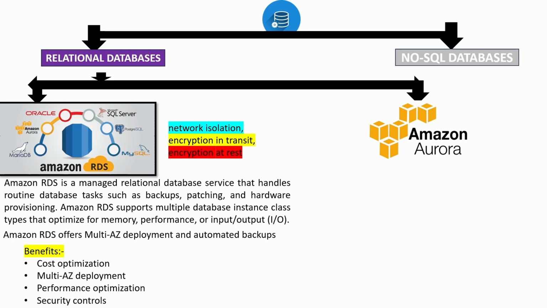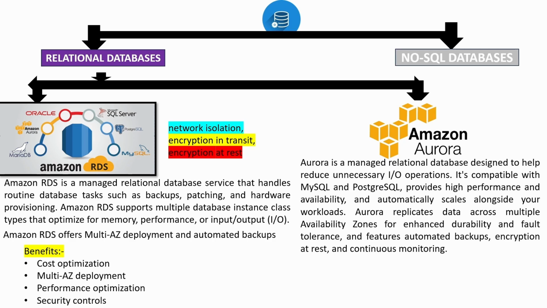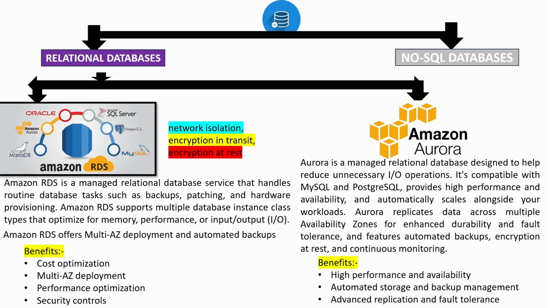Then we have Amazon Aurora. Amazon Aurora is a managed relational database designed to help reduce unnecessary input-output operations. It's compatible with MySQL and PostgreSQL, provides high performance and availability, and automatically scales along your workloads. Aurora replicates data across multiple availability zones for enhanced durability and fault tolerance, and provides features like automated backup, encryption at rest, and continuous monitoring. The benefits include high performance and availability, automated storage and backup management, and advanced replication and fault tolerance.